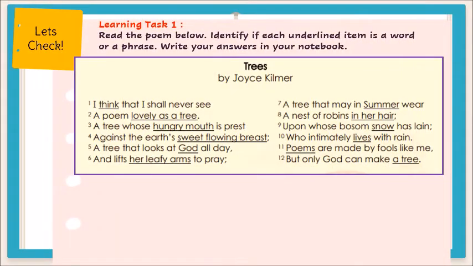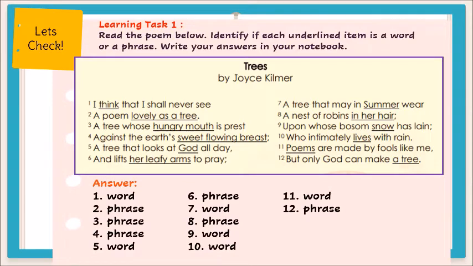Identify if each underlined item is a word or a phrase. Let's check your answer. Number 1. The underlined word, think, is a word. Number 2. Lovely as a tree. Phrase. Number 3. Hungry mouth. It is a phrase.